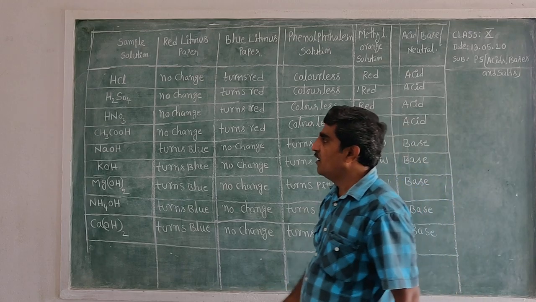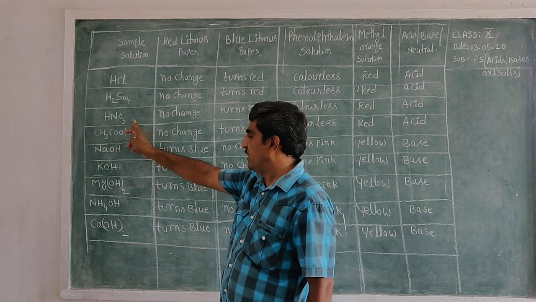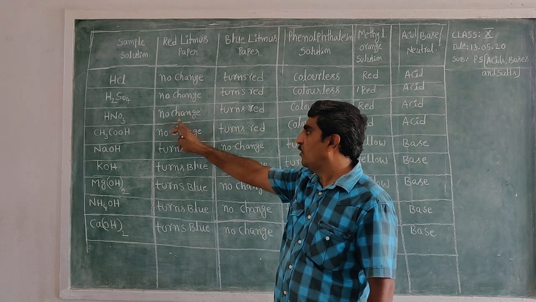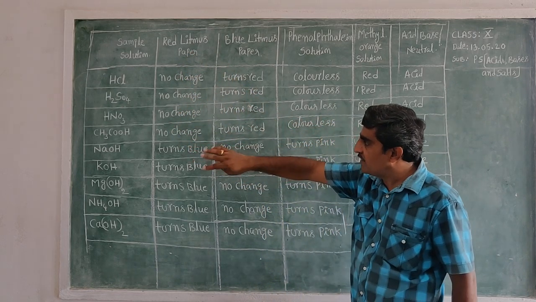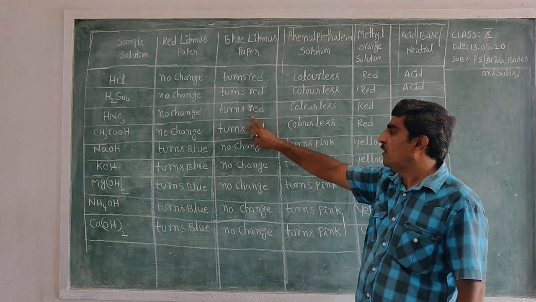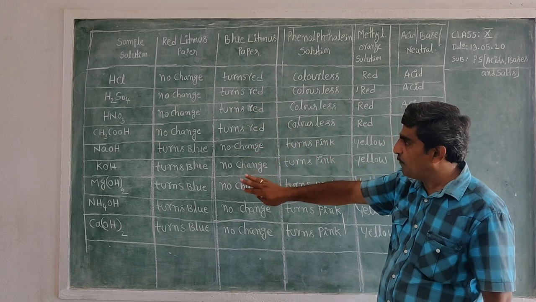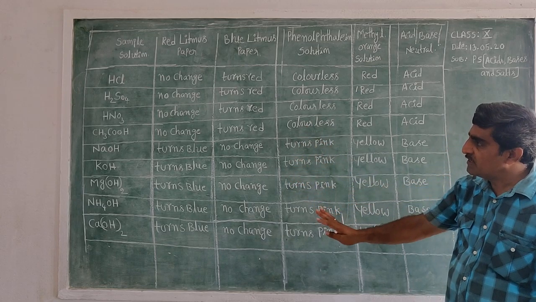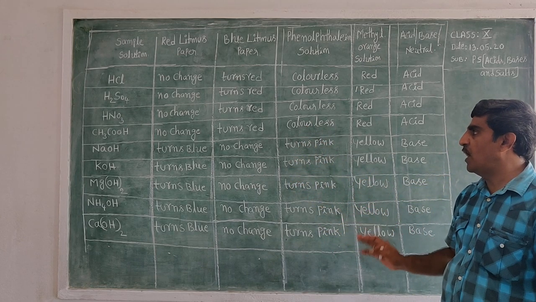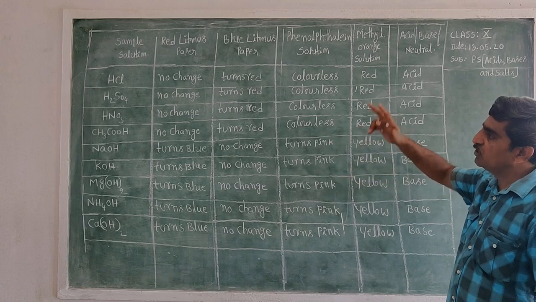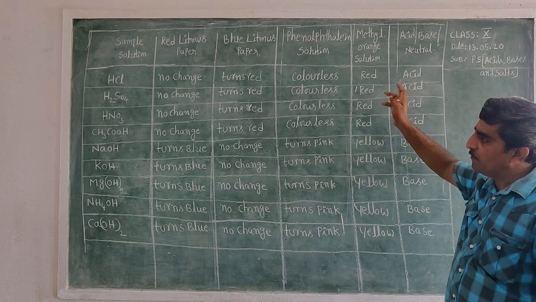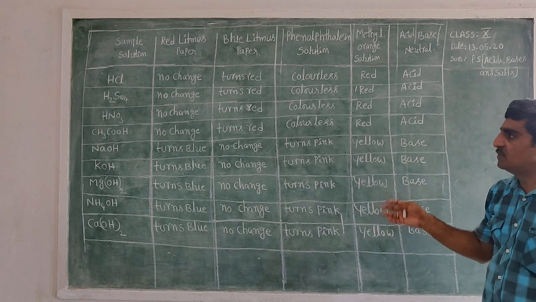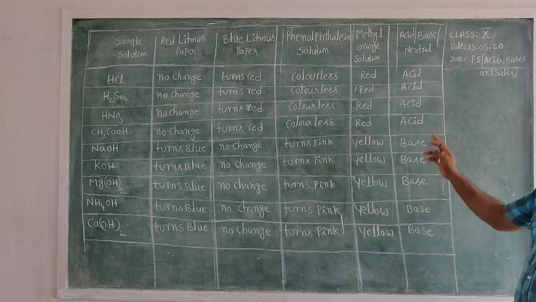And another sample, nitric acid, HNO3. This sample tested with red litmus paper shows no change, and with blue litmus paper it turns red. With phenolphthalein solution, the observation is a colorless solution. With methyl orange indicator, the sample turns red. Hence, the given sample is acid.